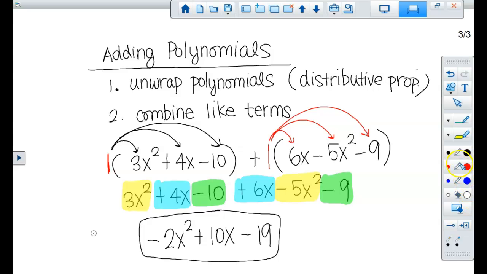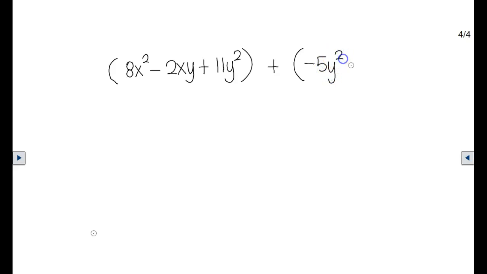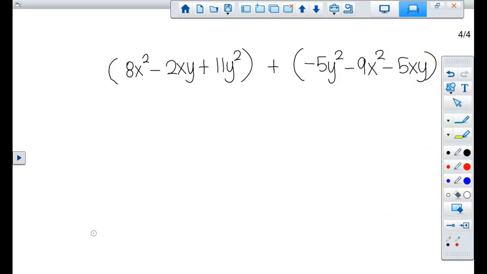So unwrap by distributing and then combine the like terms, the ones that have the same variable raised to the same power. All right, let's do one more addition problem. Let's do 8x squared minus 2xy plus 11y squared. Now notice that's polynomial number 1. Plus negative 5y squared minus 9x squared minus 5xy. So here is my addition problem.